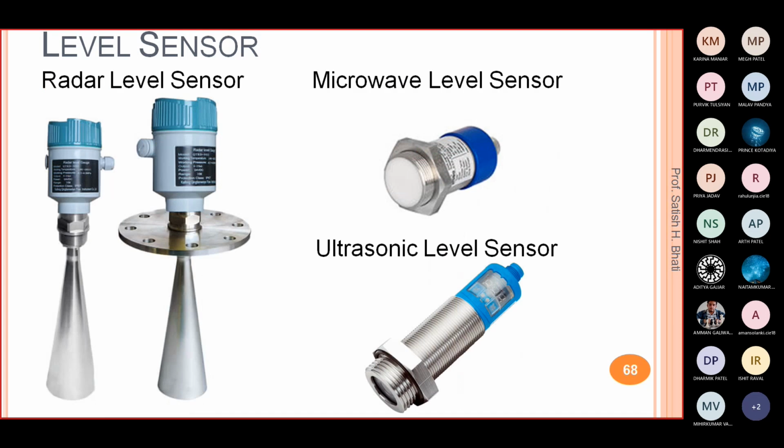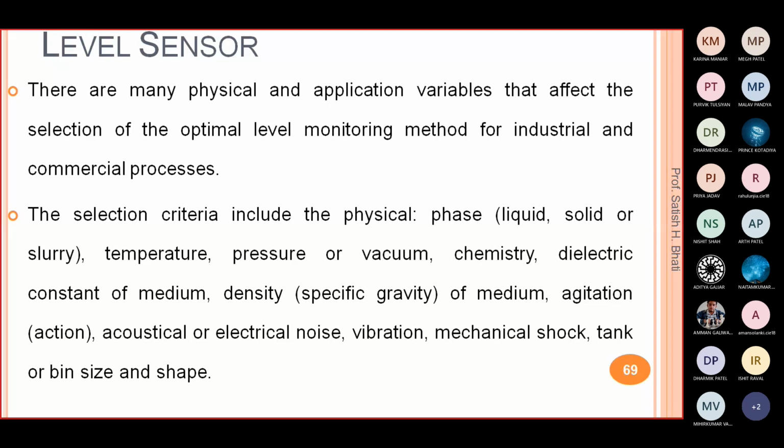Right? So the radar, you can see, we will put on the container at some distance. It will generate the microwaves, and whatever waves are reflected back, they will measure the level from that. The ultrasonic, you can see, and the microwave level sensors are available in many different sizes and different shapes. That is because different manufacturers make this kind of sensor.